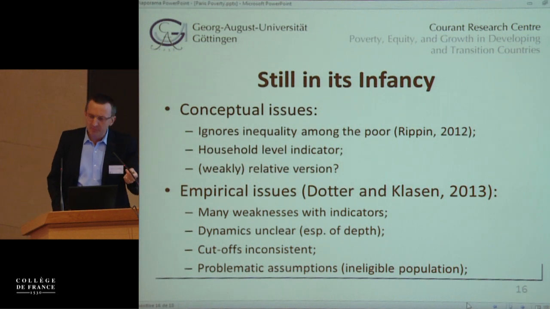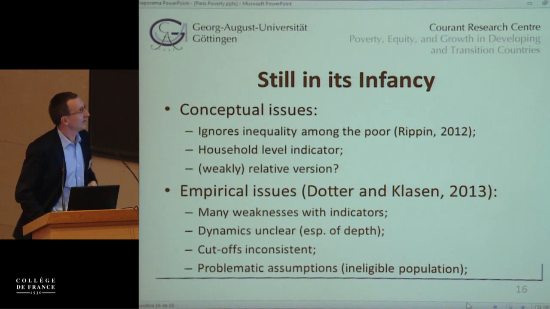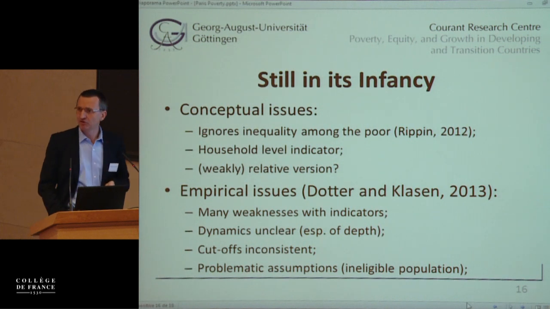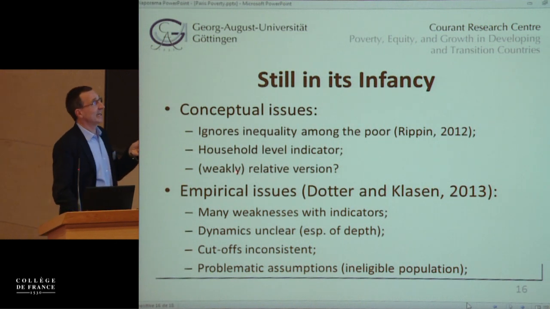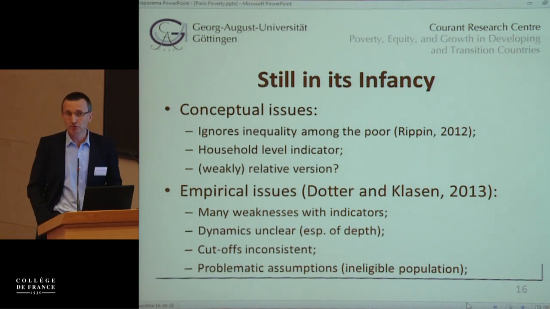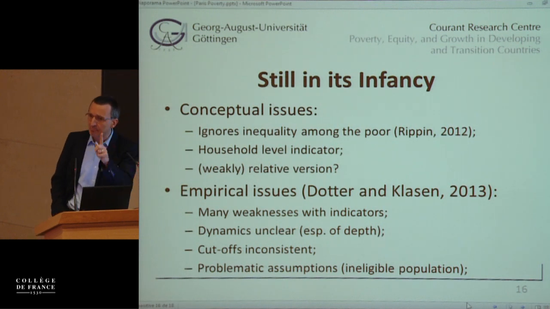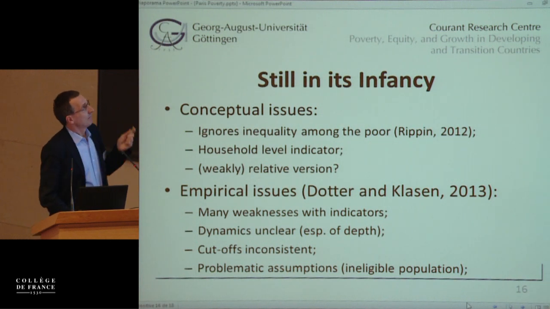Here I'm a bit more skeptical. I think it's still in its infancy, this measure. It ignores inequality among the poor. There is some nice work by Nicole Ripin who's proposed how to do that, and that's actually something one should think about. It's a household level indicator, although in principle one could do more than that. So basically a household is non-poor in education if one person has more than 5 years of schooling, for example. You can measure individual education of all adults. That's not considered.